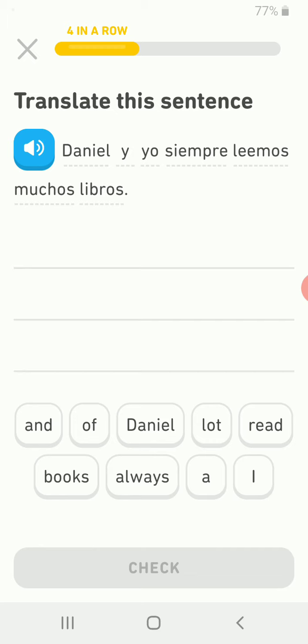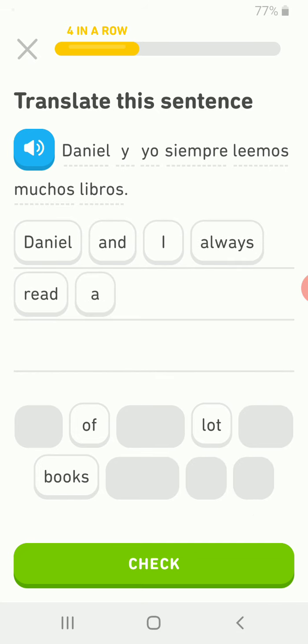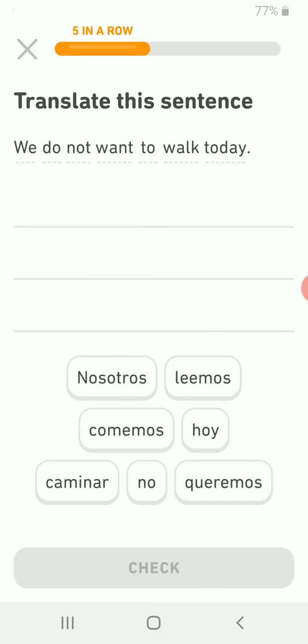Daniel y yo siempre leemos muchos libros. Translate this sentence. Daniel y yo siempre leemos muchos libros. Remember that it's libros with a B. That's another thing in the Spanish language. So sometimes the B is pronounced like a V. So Daniel y yo siempre leemos muchos libros. Daniel and I always read a lot of books. Libros. Great.